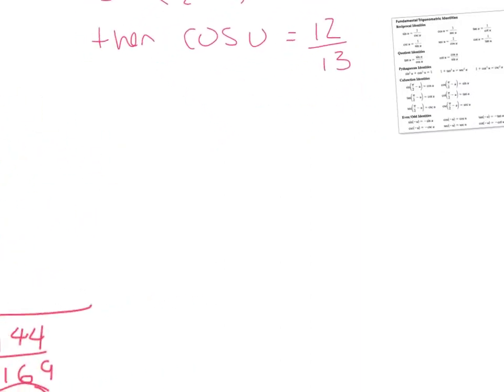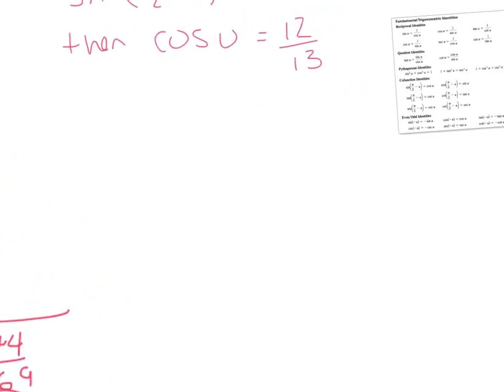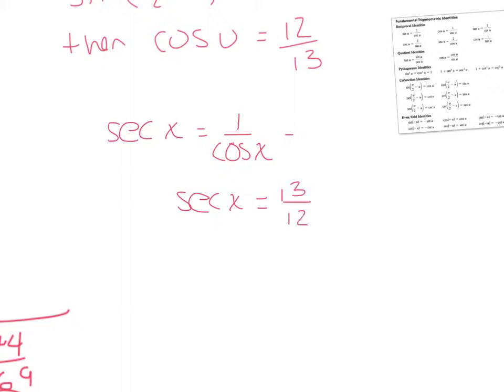So let's actually go ahead and continue from cosine. I know that secant, I'm going to write x because the given was x, is equal to 1 over the cosine of x. Therefore, our solution for secant of x is equal to 13 over 12. So you see I'm providing the identity and then I'm providing the solution. That's verifying the trig identities.